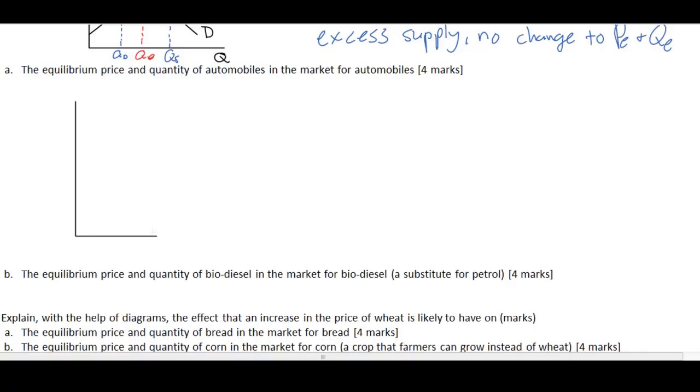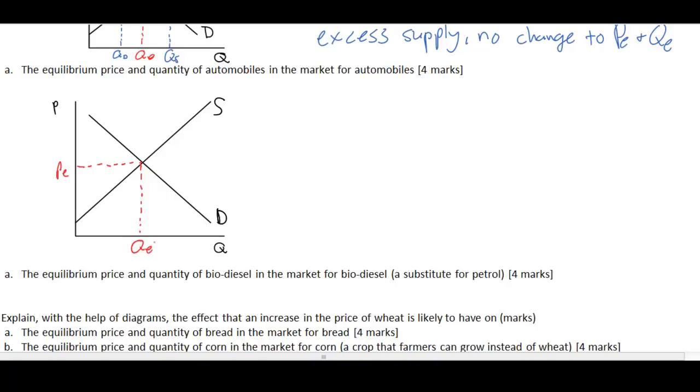We're going to draw our axes, label P and Q, and we'll draw our demand curve and our supply curve for automobiles. Don't forget those labels, supply, demand, and let's start off by labeling our original equilibrium price and our equilibrium quantity. Now what we must consider is the relationship, we've got to give this graph a name too, the relationship between petrol and cars. How are these goods related?